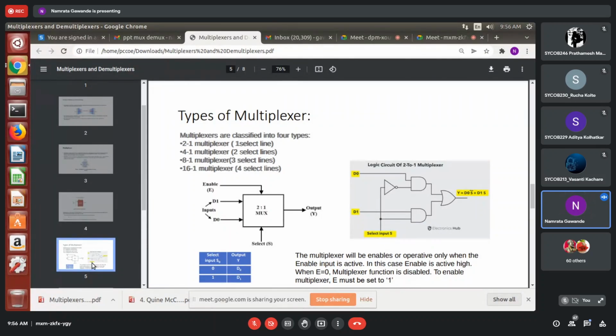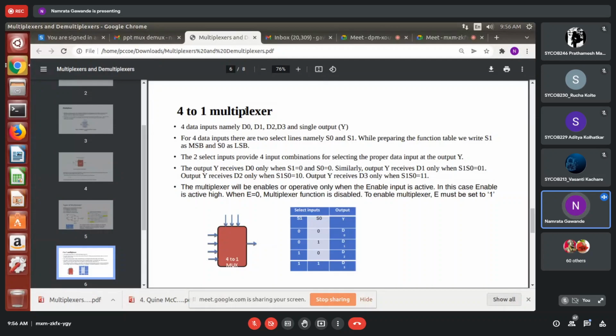Now after that, 4:1 mux. In the 4:1 mux, 4 to 1 means 4 inputs and 1 output. So there are 4 data inputs, namely D0, D1, D2 and D3, and a single output Y. You can just consider this diagram. It is not showing properly. See, D0, D1, D2, D3 are the 4 inputs and 3 select lines you can see. These 3 select lines indicate 2 select lines and 1 enable. I will show you another block diagram for this.